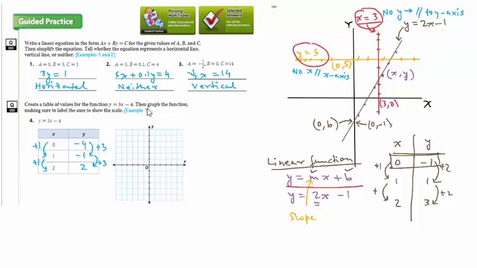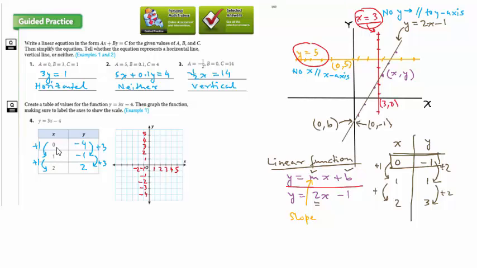Now what else do we need to do? Then grab the function, making sure to label the axis as shown in the scale. Fine. So we can start at 0 and we can label the axis as 1, 2, 3, 4, 5 and so on. On the other side, -1, -2, and so on. I leave it to you. On the y-axis, let's do 1, 2, 3, 4, 5, and -1, -2, -3, -4, and so on.